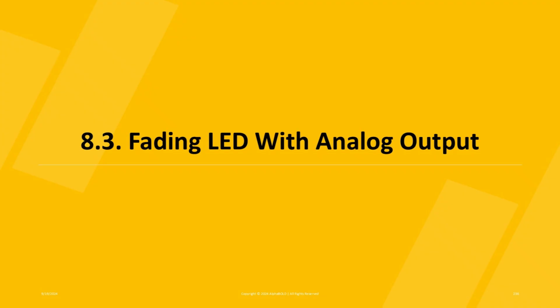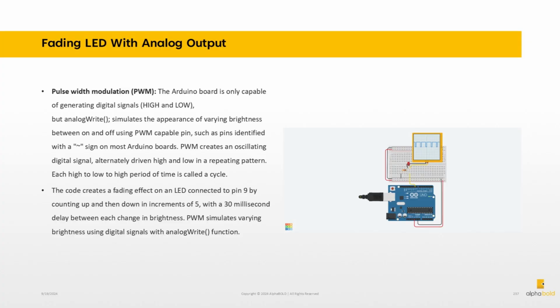Fading LED with analog output. Pulse Width Modulation, PWM. PWM stands for Pulse Width Modulation. It is a technique used in electronics and digital control systems to control the average power delivered to a device by varying the width of the pulse in a pulse train.